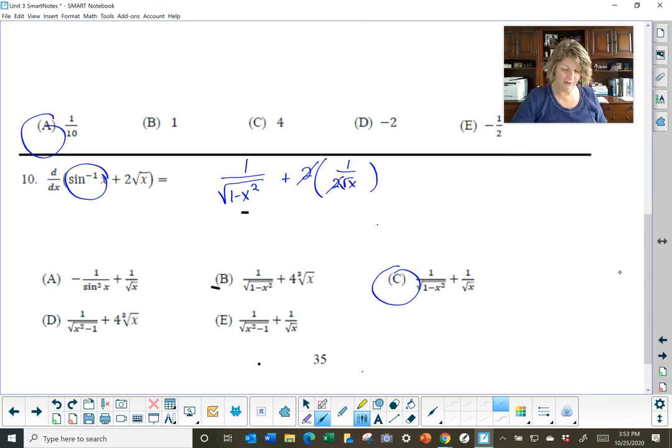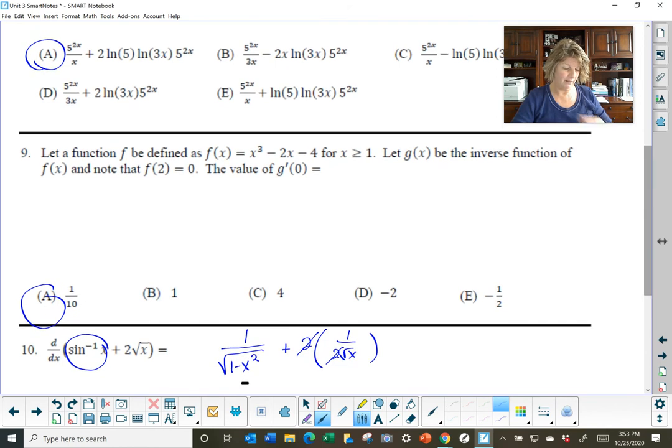All right, the only other one, I think maybe I should do this one with you, the inverse one. So hit pause and see if you can do it on your own, and then I'm going to walk through it.